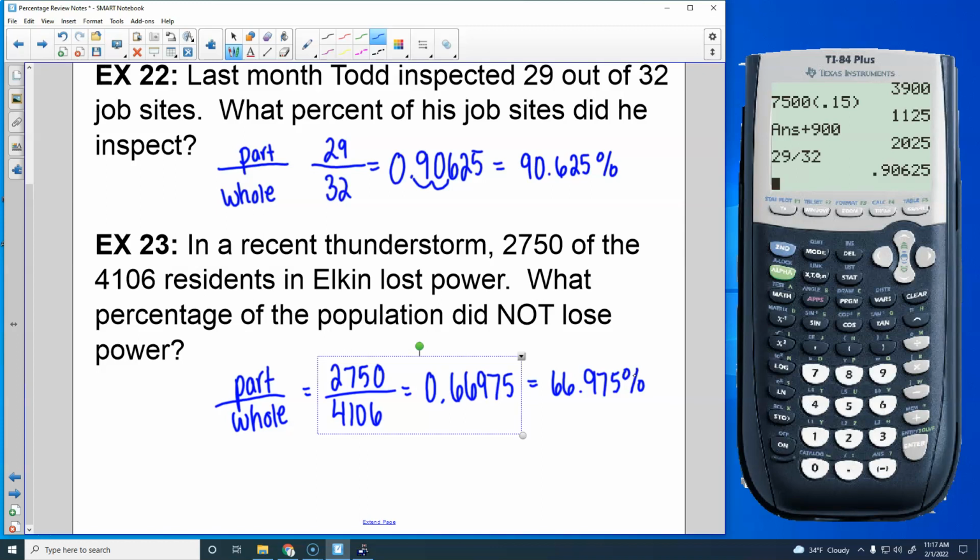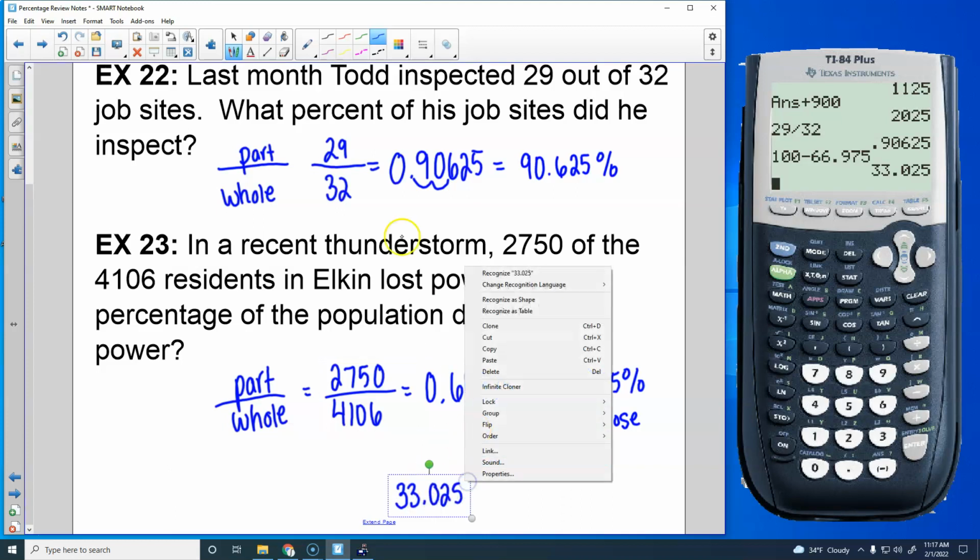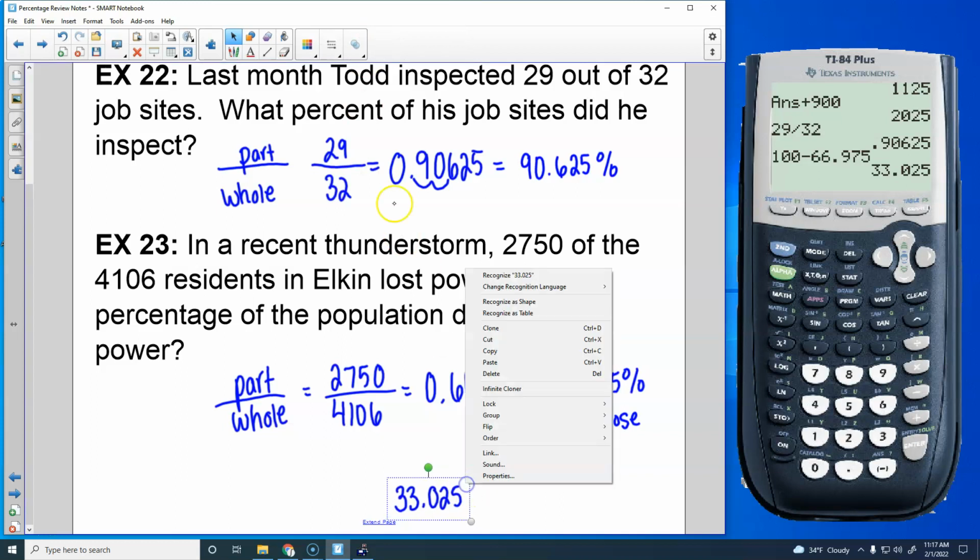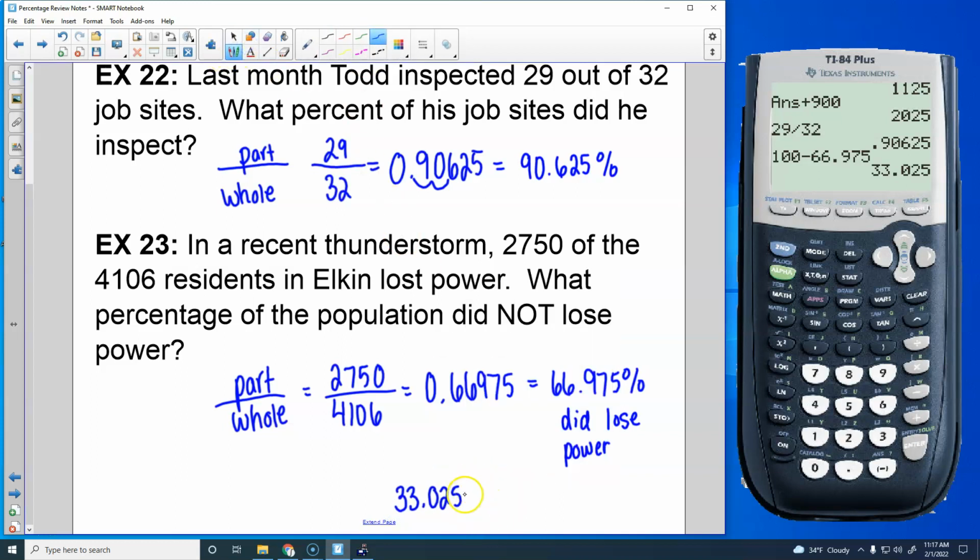No. No. Why not? Because they did lose power. So, 100 is the total of everybody, right? So if you've already figured it up this way, you can do 100 minus the 66.975. And we get 33.025% did not lose power.